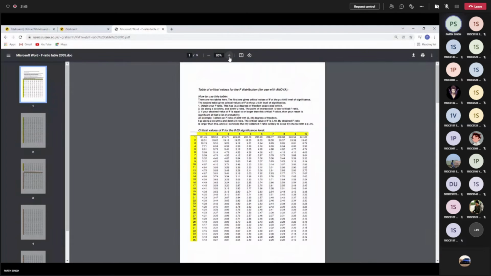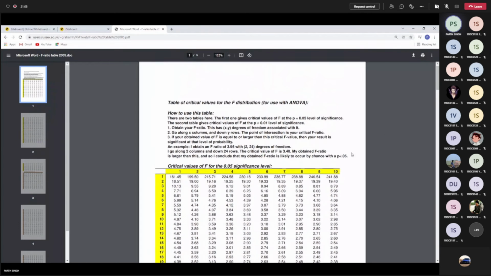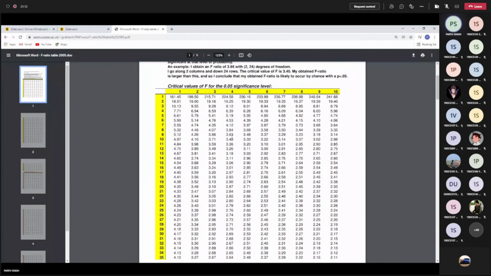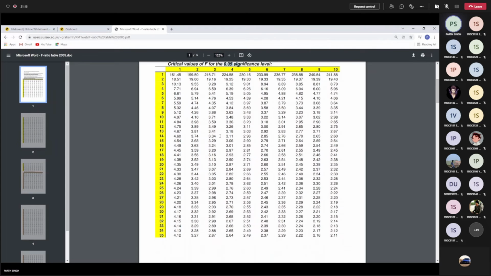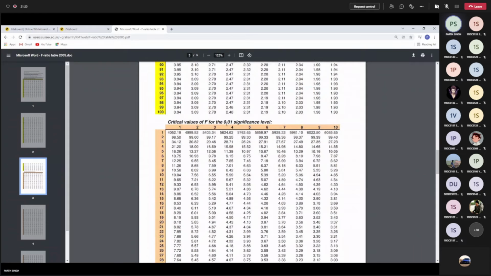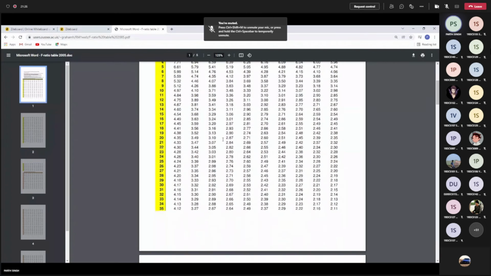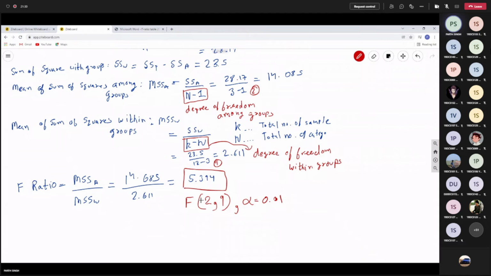Okay, so this is a particular table. I hope I should zoom it. Here you can see this table is divided into two parts. One is with significance level of 0.05 and the next table is of significance level 0.01. What is the significance? We will see it later. But before that, what do we need to do? We calculated our F ratio here.